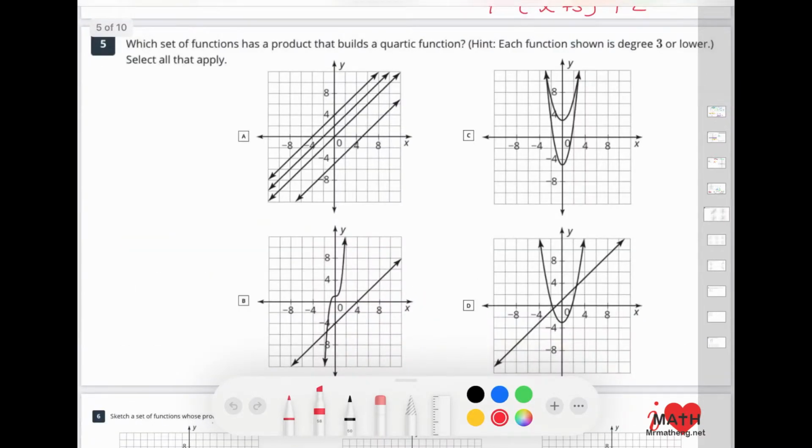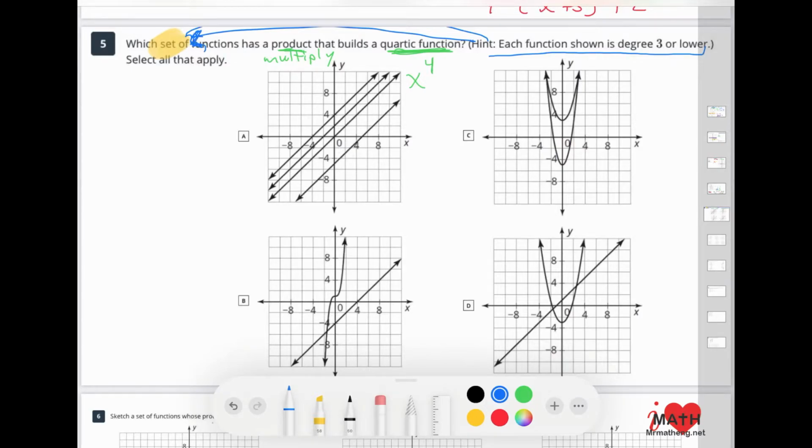All right, question number 5. Which set, and this is actually from our skills practice, a set of functions has a product. So product means to multiply. That builds a quartic function. Remember, quartic is something to the fourth power. Hint, each function, okay, so now they're giving us a tip. Each function shown is degree 3 or lower, cubic, quadratic. So that's why you're building a set here.